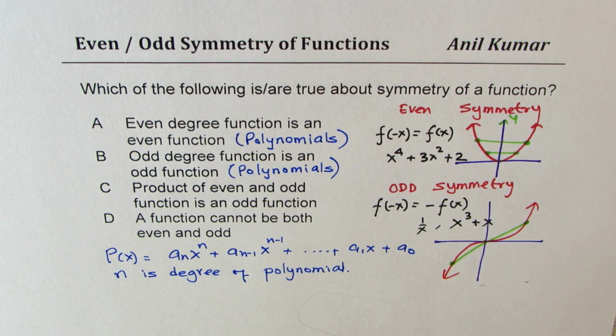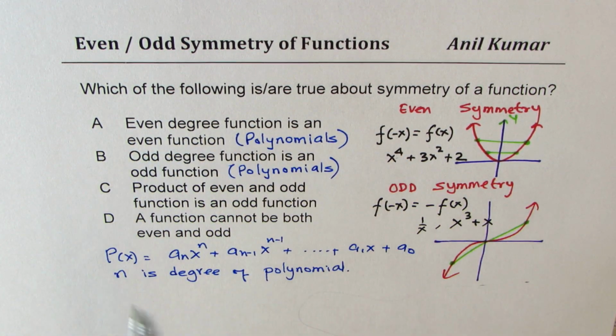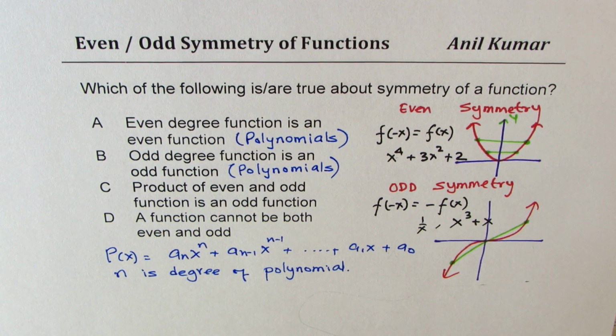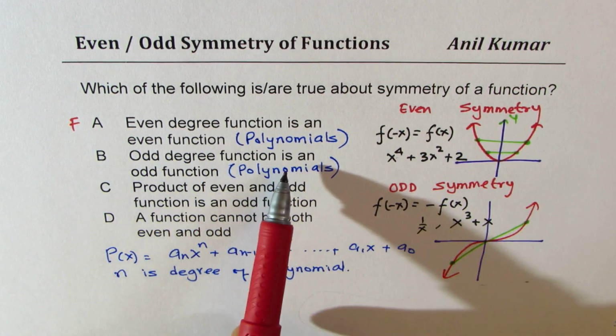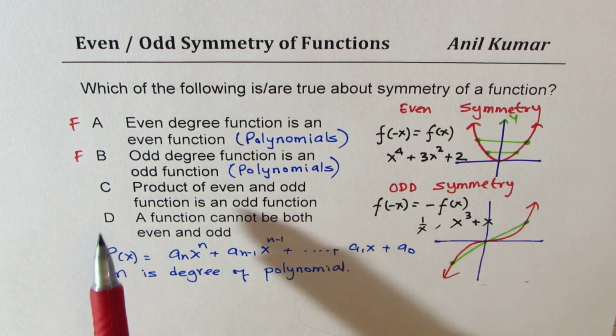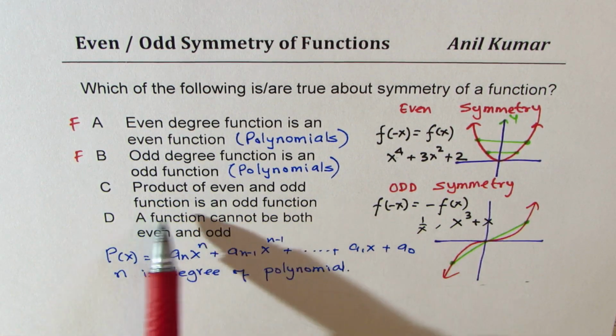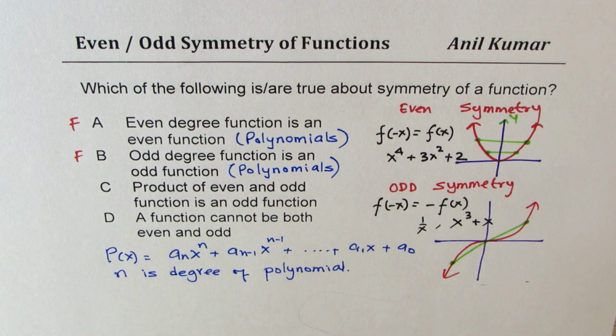So let me provide you with the solution first, and then we will see how to justify them. The first one here is even degree function is an even function. This statement is not true. This statement is false. Similarly, odd degree function is an odd function is also a false statement. We will see into this with examples. Statement C, which is product of even and odd function, we will verify, and D is a function cannot be both even and odd. We'll see if some examples exist.